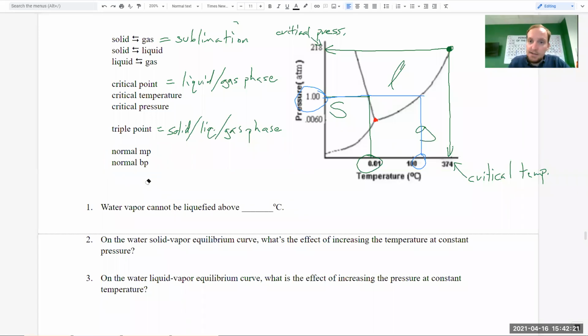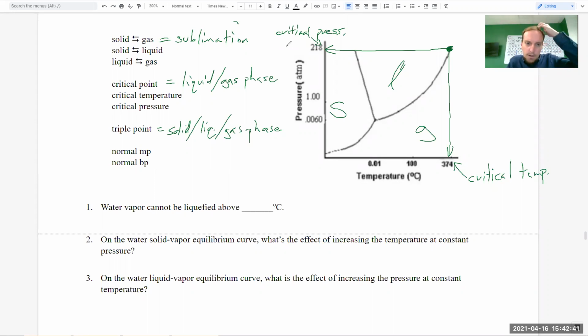All right, now that we have an idea of what all of this is, let's go ahead and try to answer some questions and see how we do. So the very first question we have here is, water vapor cannot be liquefied above what?